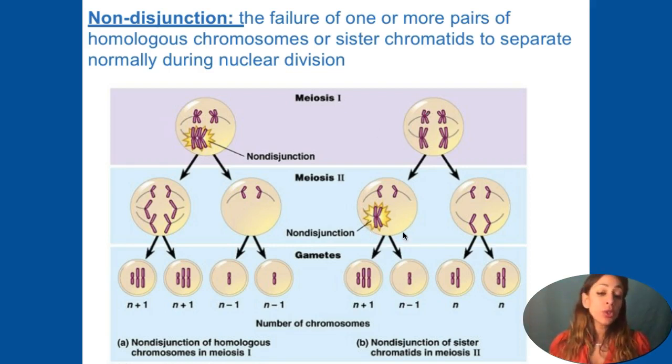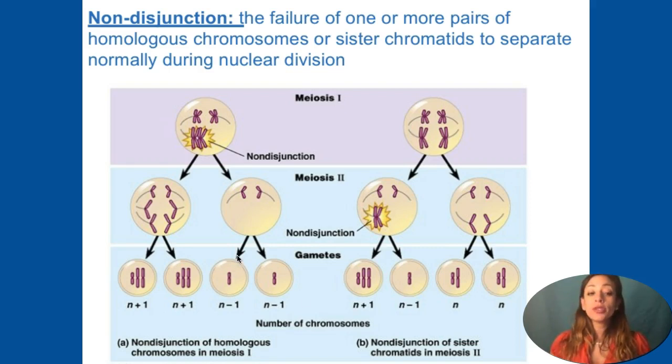During meiosis 2, we actually have nondisjunction for these sister chromatids that are supposed to separate. So this is separating correctly, this is not. Both sister chromatids are going towards one side. The result of this nondisjunction during meiosis 2 is that we'll have 1 extra chromosome in one cell, we'll have a reduced number in the second cell, and 2 normal gametes that are created.